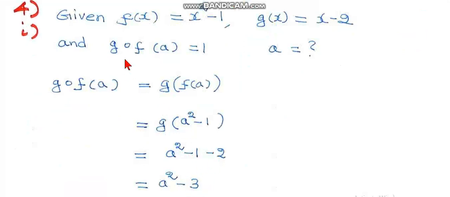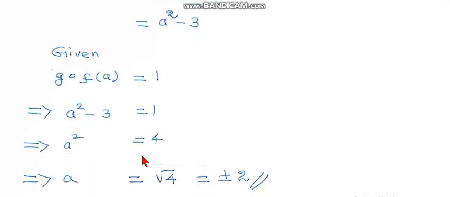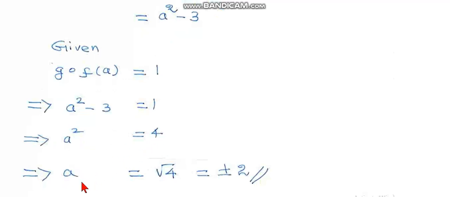But it's given in the problem, g dot f of a is 1. So a squared minus 3 is 1. That is a squared equal to 4. That gives you a equal to plus or minus 2.